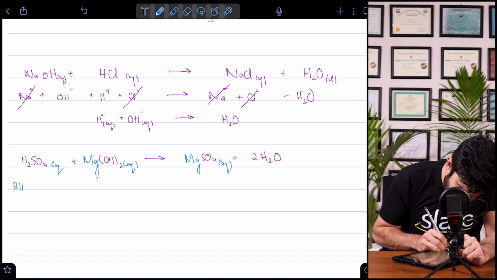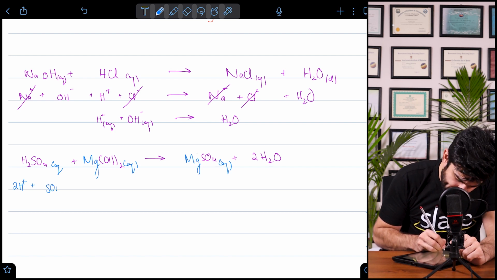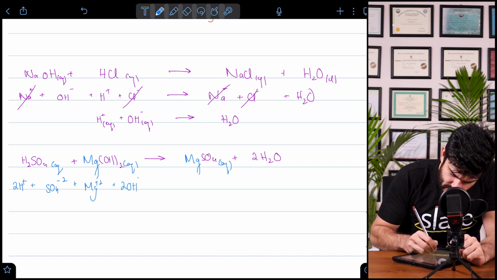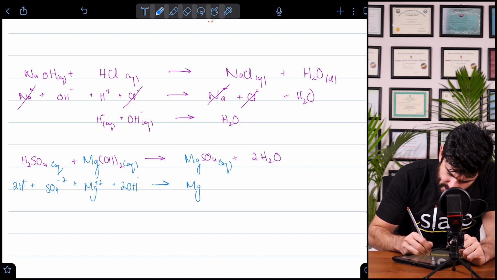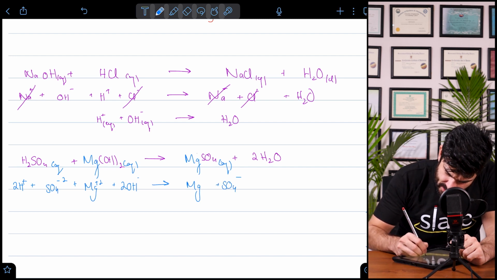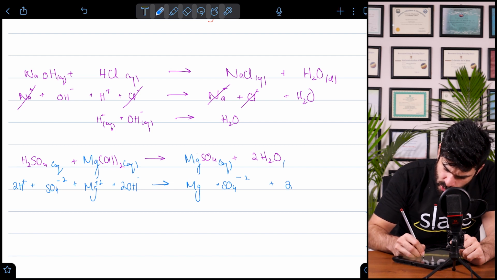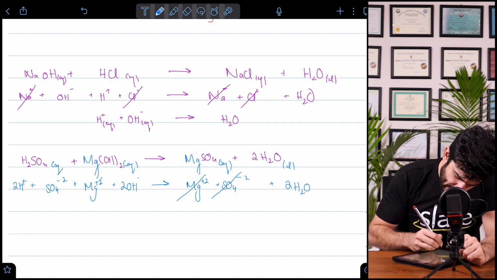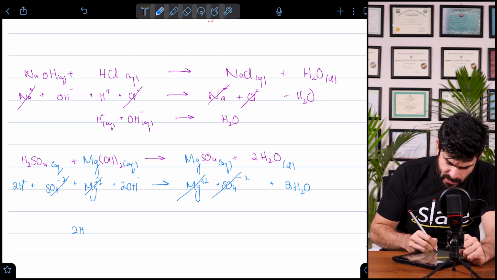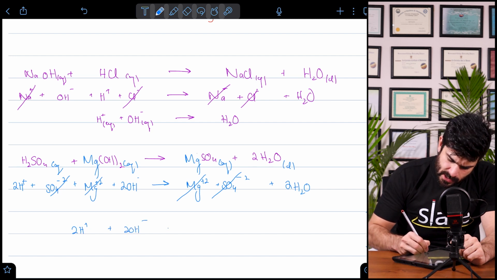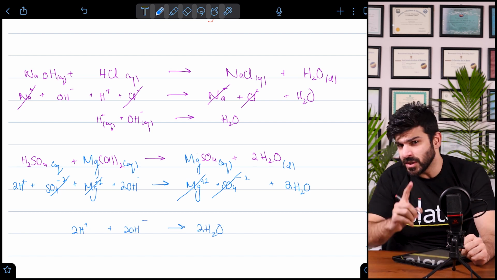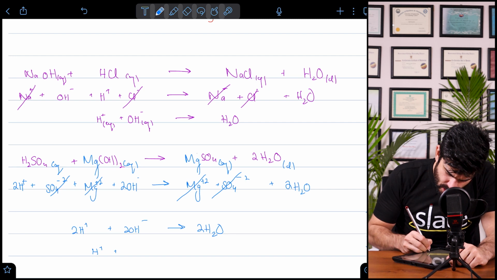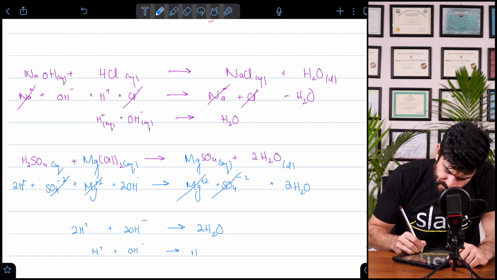So we have 2 hydrogen ions plus 1 sulfate ion plus 1 magnesium ion plus 2 hydroxide ions. Here we get 1 magnesium ion plus 1 sulfate ion and 2 water, because water is a liquid. So what do we do? Cancel magnesium, cancel sulfate from both sides, and we are left with 2H plus 2OH minus, forming 2 moles of water. Can we divide both sides by 2? We definitely can. And what do we get afterwards? We just get H plus, OH minus, and a mole of water.